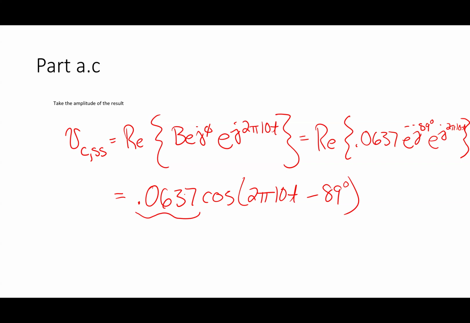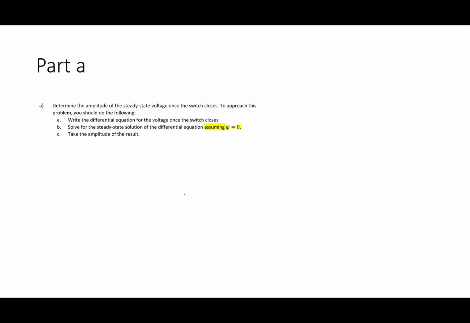You're not doing anything numeric here. You're going through the process of trying to solve this in steady state. I'm not asking you about the transient. I'm just asking you to solve for the steady state. Because oftentimes, if you're dealing with most circuits, we don't really care about the transient usually. This is a good example.